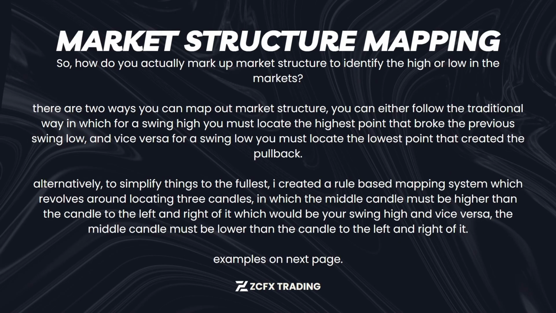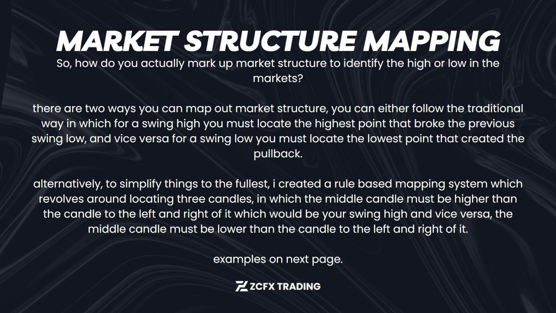Now, when it comes to mapping, you're probably wondering, how do you actually mark up market structure, identify the high or low in the markets? There are two ways you can map out market structure. You can either follow the traditional way, in which for a swing high, you must locate the highest point that broke the previous swing low, and vice versa, for a swing low, you must locate the lowest point that created the pullback.